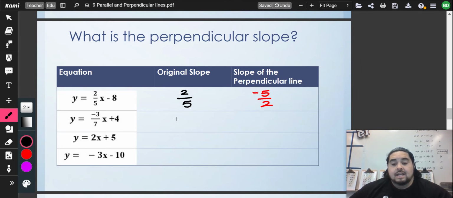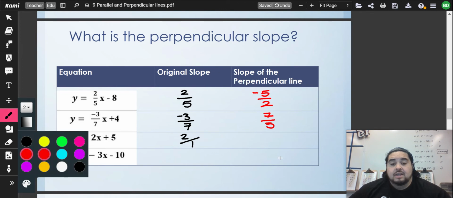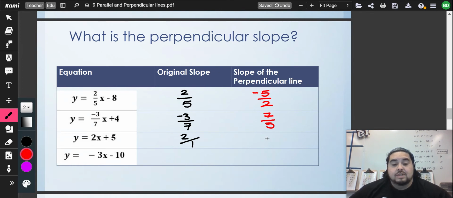Second line, y equals negative 3 over 7x, so the slope is negative 3 over 7. That's the original slope. Again, for the reciprocal, I'm flipping it over, and then perpendicular means we change the sign. So that becomes positive 7 over 3. Next line, y equals 2x plus 5. So the slope here is 2, or 2 over 1. For the perpendicular, I flip it over. For the reciprocal, it becomes 1/2. And I change the sign, so it becomes negative 1/2.